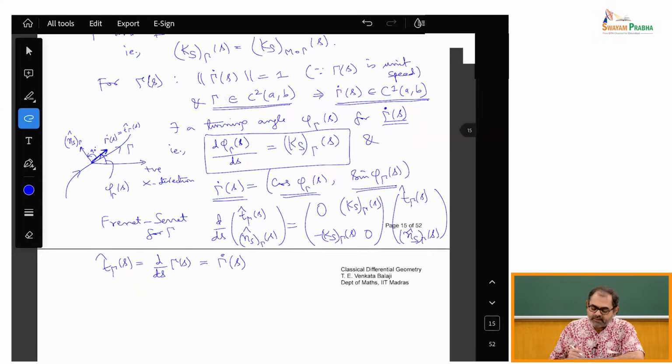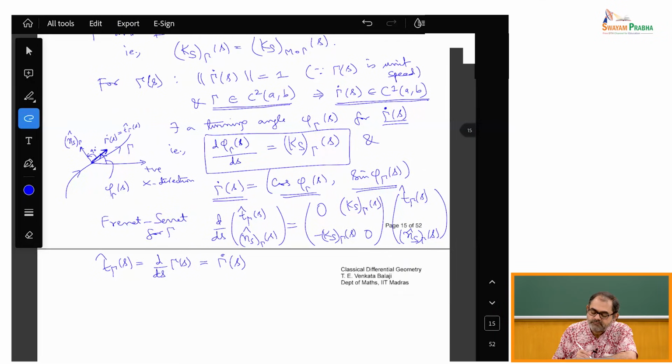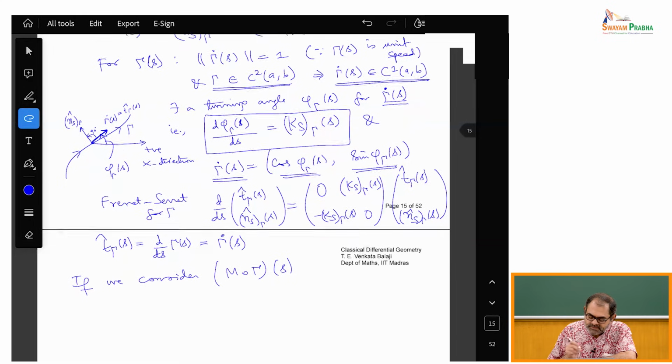Now we have to look at what happens when you apply this rigid motion M to gamma. The first thing is that if you apply the rigid motion M to gamma, you are still getting a unit speed curve parameterized by s. So if we consider M circle gamma of s, then here is something that I need to do.